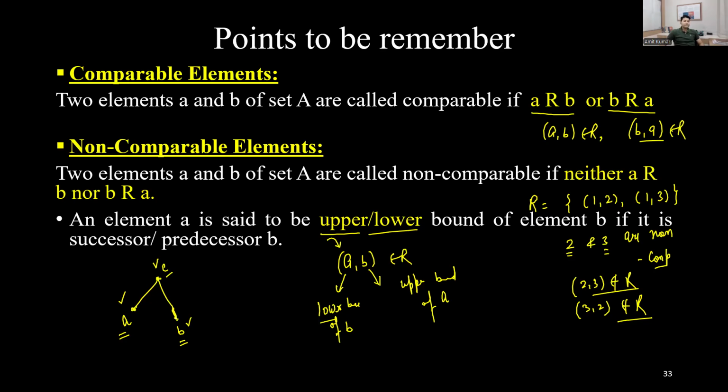Now out of A and B, which is the lower bound or upper bound? We can't decide because they are non-comparable. (A, B) is non-comparable. I can't reach from A to B without changing the direction. If I take this path, I am moving upside. I can't come to the lower side. So this is how we can say they are non-comparable elements, or out of A and B, we can't decide which is the upper bound and which is the lower bound.